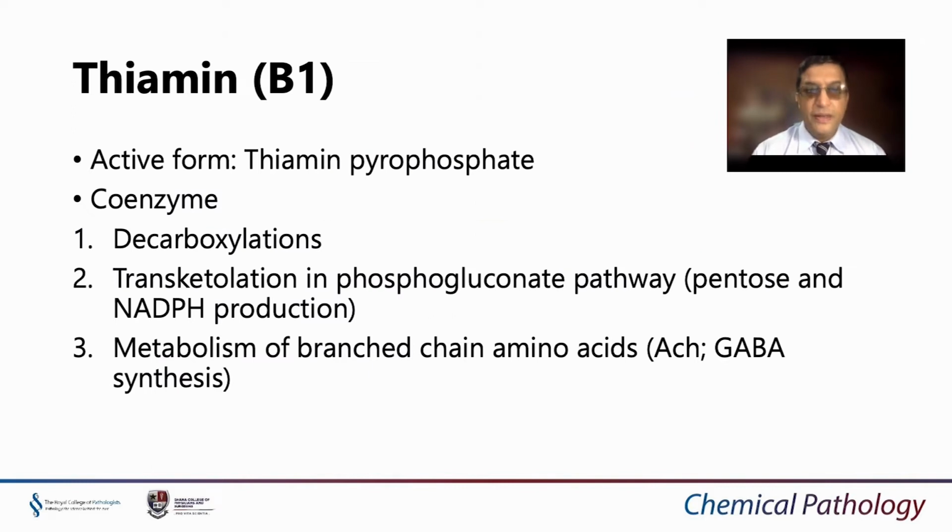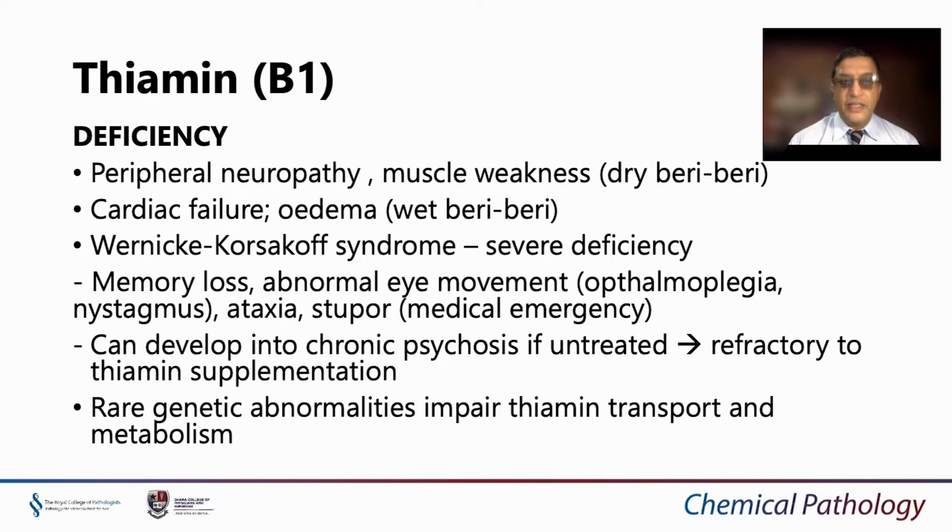Thiamine, B1. The active form of thiamine is thiamine pyrophosphate. It is especially important as a coenzyme in various enzyme reactions: decarboxylation, transketolation, and metabolism of branched-chain amino acids. B1 deficiency results in peripheral neuropathy and muscle weakness. This is termed dry beriberi. In contrast, wet beriberi presents with cardiac failure and edema.